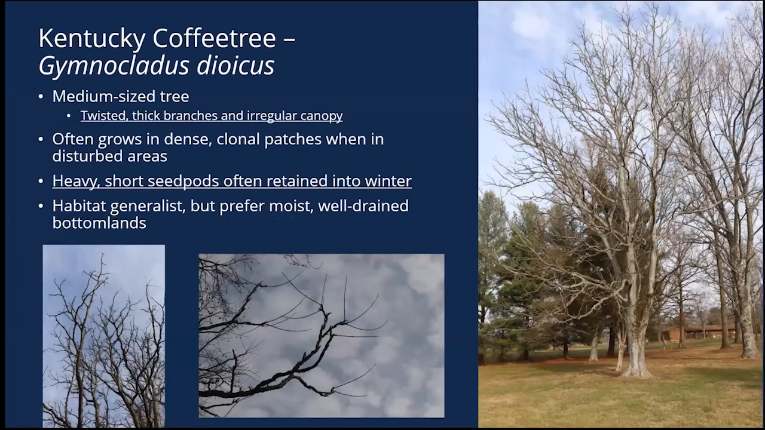It's a medium-sized tree, usually twisted, thick branches, irregular canopy. This is one of those clonal trees which will come up from root suckers. So a lot of times you'll have big patches of it, and especially in disturbed areas, roadsides, old fields, forests where there might be kind of forest edges, where you have these big patches that all are connected underground by their root system. Another way to pick this one out is those heavy, short seed pods that are often retained on the female plants into the winter or laying on the ground below them. Much shorter, thicker than something like honey locust.